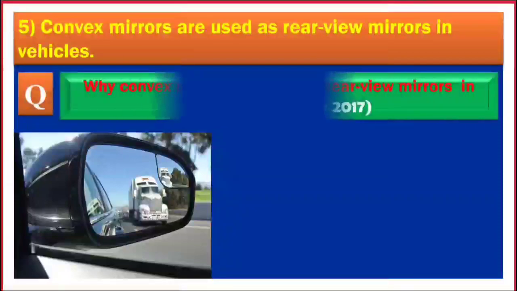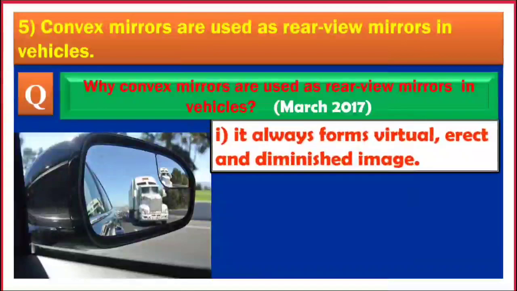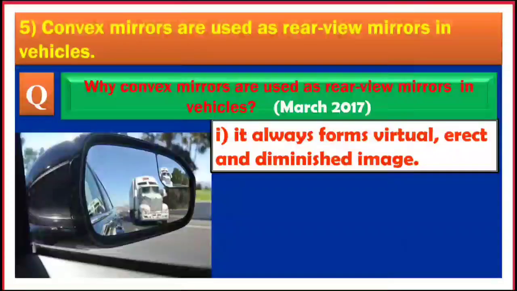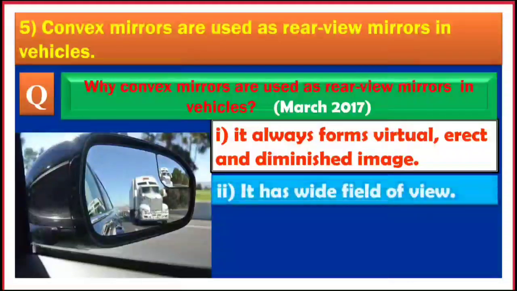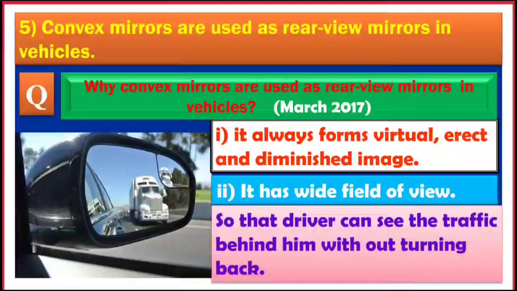Now we will see one question. Why are convex mirrors used as rear view mirrors in vehicles? There are two reasons. One is, irrespective of the position of the object, it always forms a virtual, erect and diminished image. Second one, it has a wide field of view so that the driver can see the traffic behind him without turning back. Due to these two reasons, convex mirrors are used as rear view mirrors in vehicles.